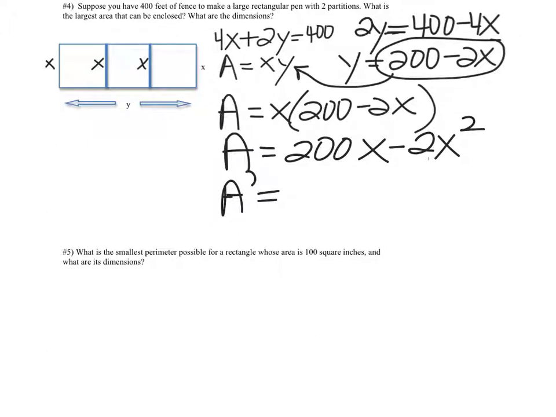All right, so go ahead and now take the derivative. So we get 200 minus 4x. Set it equal to 0 and solve.